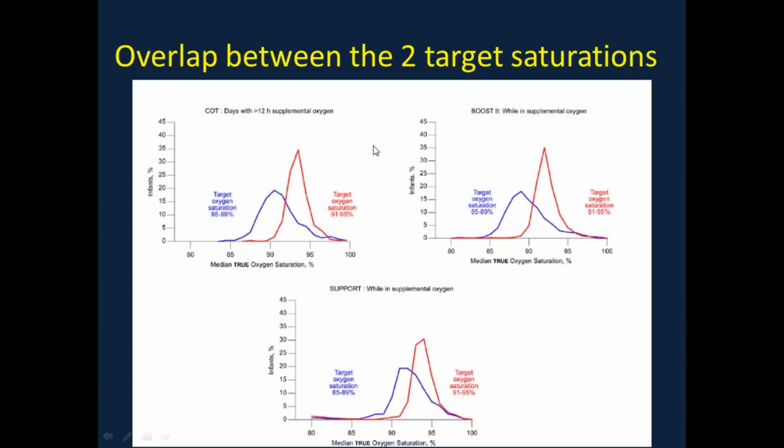There are some issues with the design of all of these trials, including overlap between the two target saturations. When we assess the pulse oximetry used in all of these trials, there was significant overlap between the two target saturations, which makes relying on these results an issue.